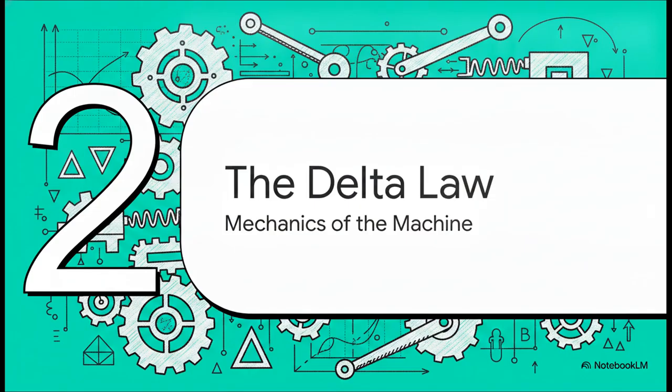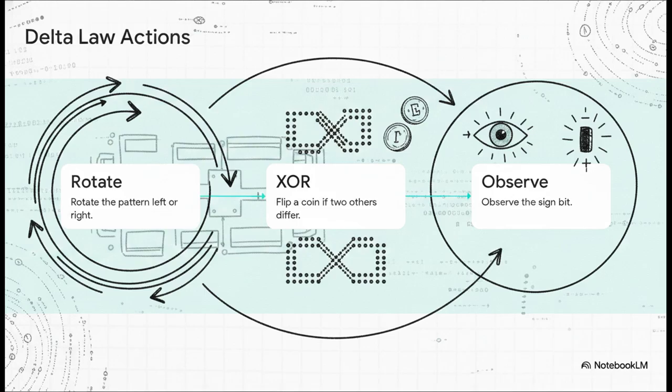Moving on to section 2, the delta law, mechanics of the machine. So what's the actual rule of motion in this little universe? Well, the source material calls it the delta law. The machine only executes three incredibly simple, completely reversible actions. It rotates the bits left or right, it applies a reversible XOR logic gate to make sure no information is lost, and it observes a sign bit. That's the whole shebang. It just repeatedly shifts the orbit and state space deterministically. It never requires or even stores any external knowledge.